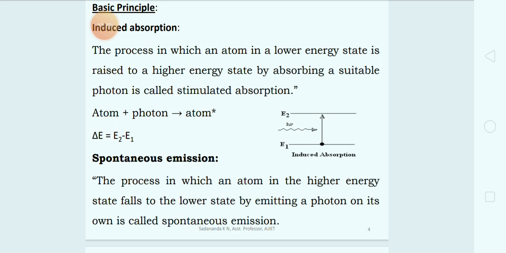So there are three possible ways through which interaction of radiation and matter can take place. One is the absorption of radiation, the other is the emission of radiation. The emission is of two types, spontaneous emission and stimulated emission. So there are three different interactions possible when matter interacts with the radiation. What are those interactions? There are induced absorption, spontaneous emission and stimulated emission. So let us see one by one what induced absorption, spontaneous emission and stimulated emission are.